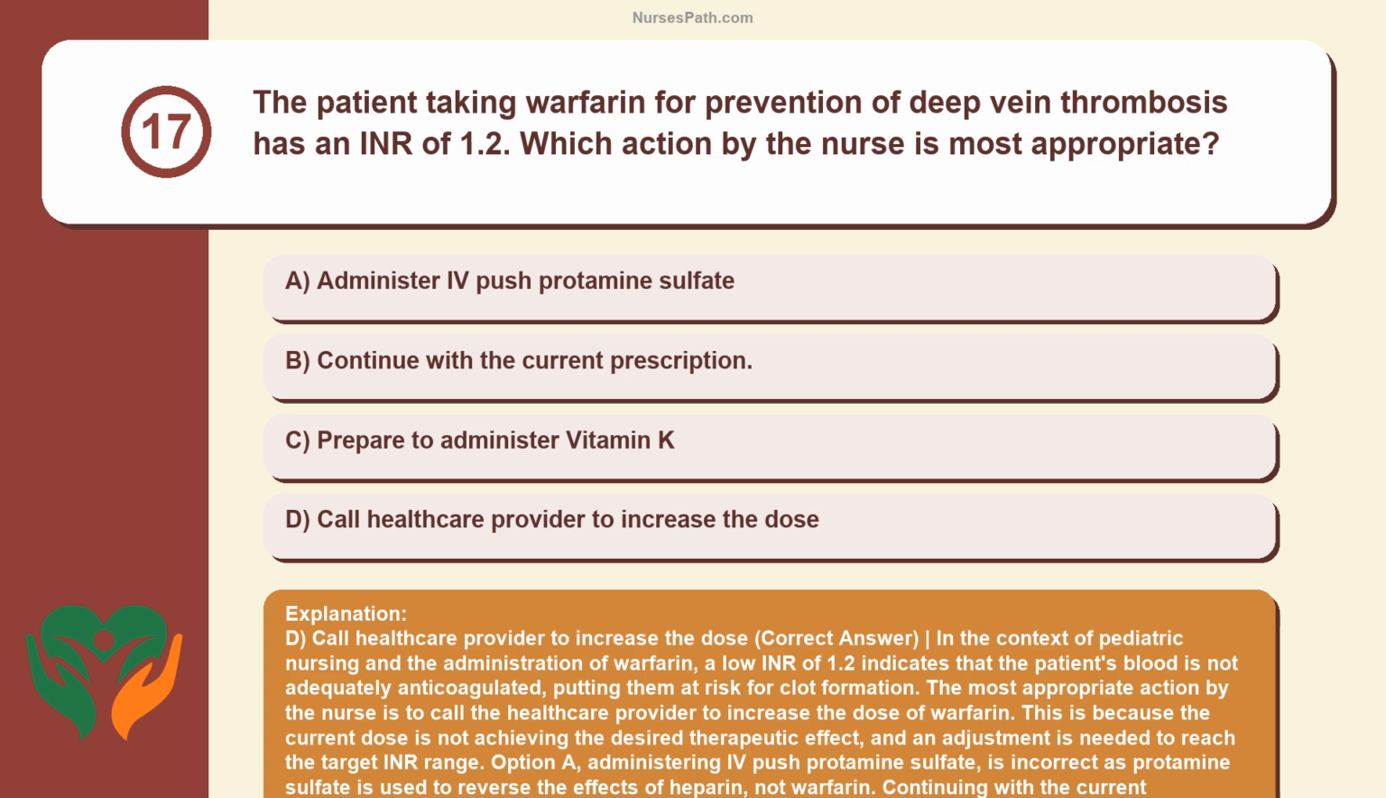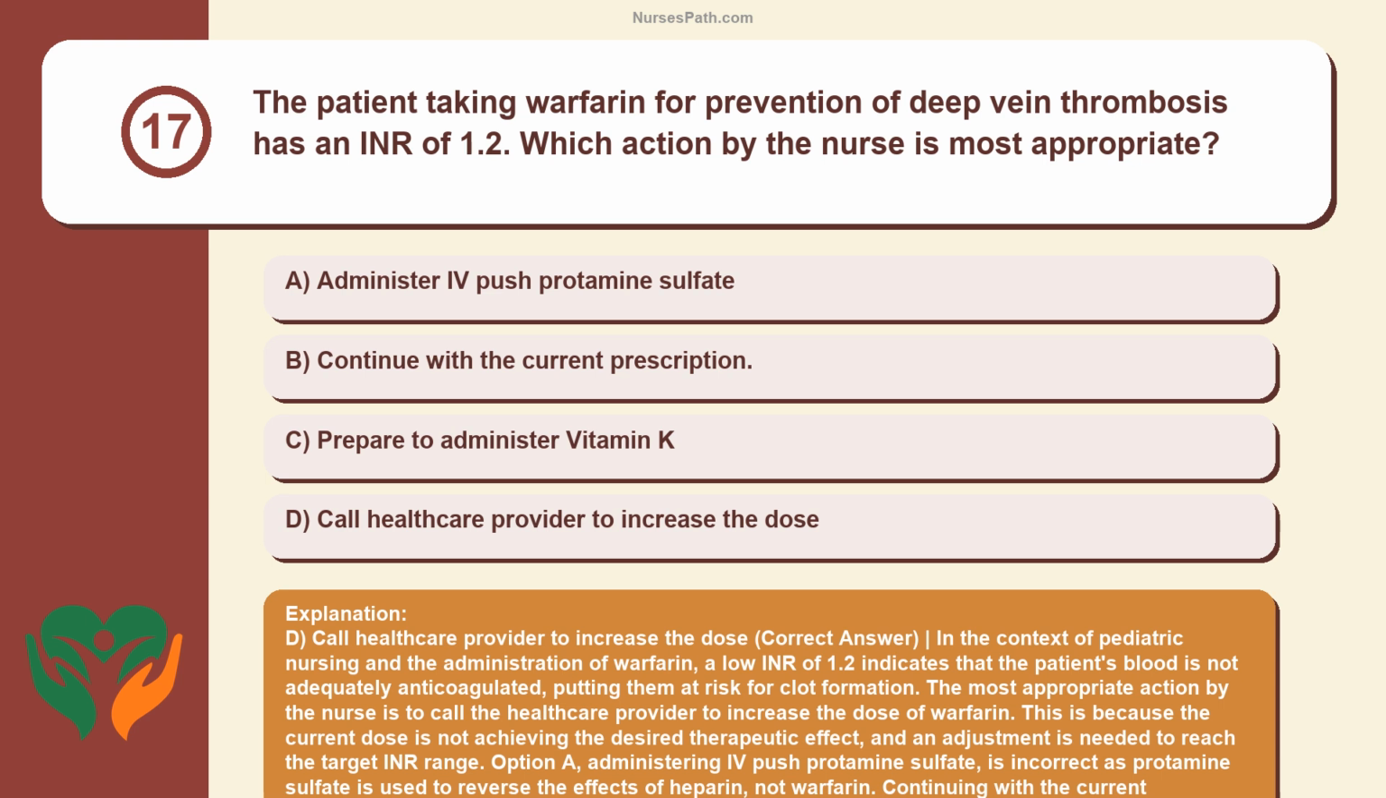D. Call healthcare provider to increase the dose. Correct answer. In the context of pediatric nursing and the administration of warfarin, a low INR of 1.2 indicates that the patient's blood is not adequately anticoagulated, putting them at risk for clot formation. The most appropriate action by the nurse is to call the healthcare provider to increase the dose of warfarin. This is because the current dose is not achieving the desired therapeutic effect, and an adjustment is needed to reach the target INR range. Option A, administering IV push protamine sulfate, is incorrect as protamine sulfate is used to reverse the effects of heparin, not warfarin.